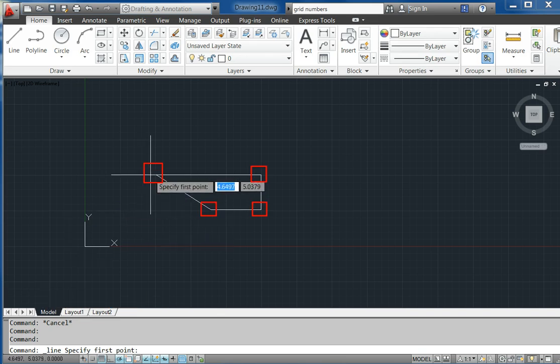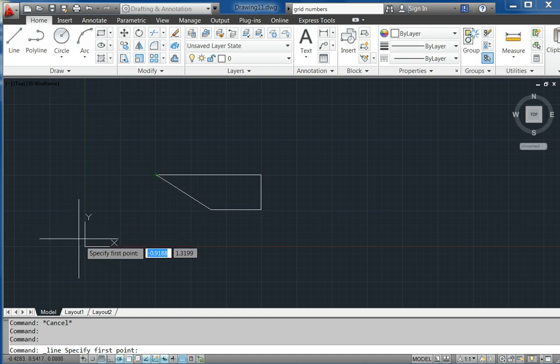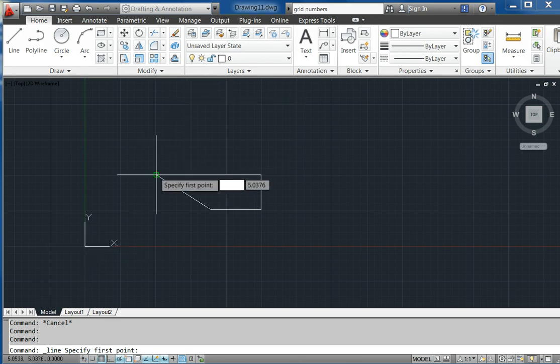Each of these points on this object is defined by its X and Y coordinate. If I was to draw a line from the point of origin, which is where the X and Y axes cross, to this point on the object, I need to specify the X and Y coordinates.